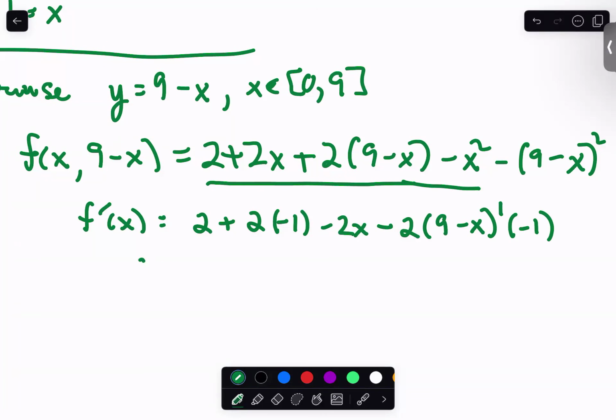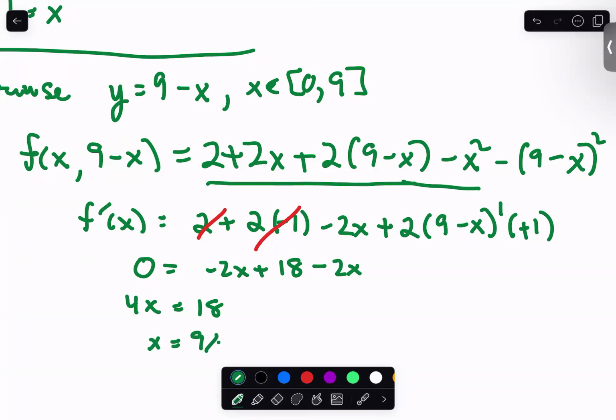Again, I'm going to be trying to solve for when is this equal to 0. That'll help me find my critical values. So I can see that there's a little bit of cancellation that happens here. But let's expand out the rest of it. I guess we can see that there's 2 minuses, so those can become plus. And so let's see, we're going to have negative 2x plus 18 minus 2x. And so what we get, 4x is equal to 18. And so that gives me x is equal to 9/2.